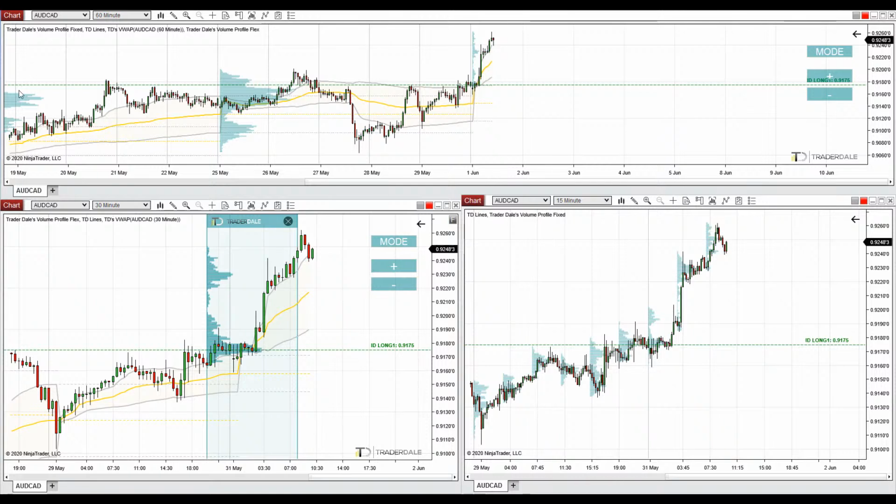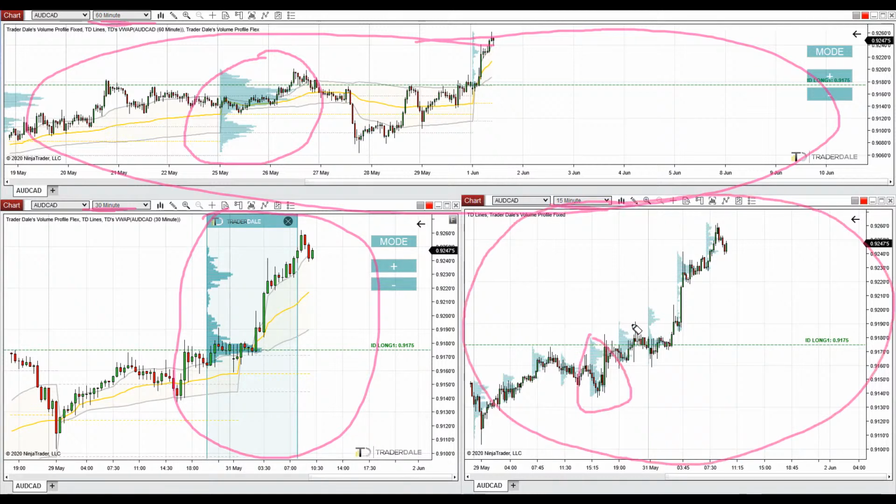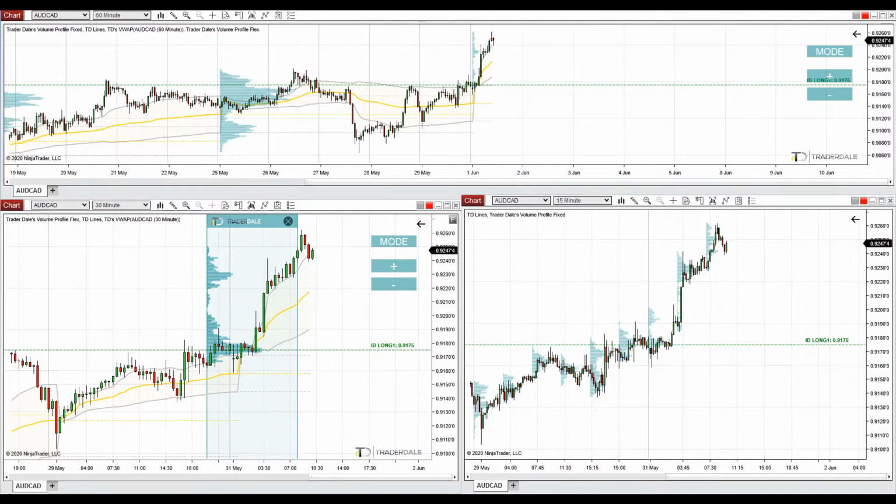Let's now go into the trading ideas. What you see before you is my intraday trading workspace. This chart shows fixed volume profiles, which are weekly volume profiles, and this is a 60-minute chart. This chart shows a 30-minute chart with flexible volume profile, and this chart is a 15-minute chart with 4-hour fixed profiles. That's the workspace I work with, and all those charts show the Australian dollar, Canadian dollar. Those charts are linked, so they always show the same trading instrument. In this case, that's the Australian dollar, Canadian dollar.